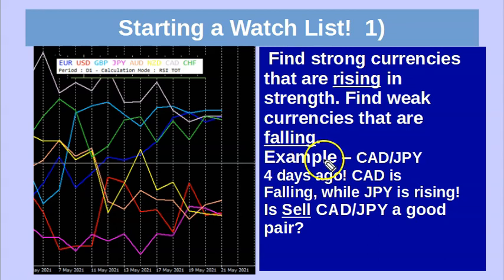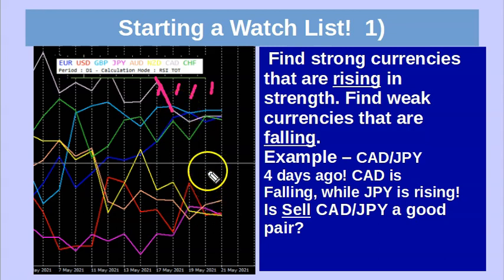And I want to take a look at this example, guys. Here's a good example of one way you can trade using the currency meter. I want you to look at the CADJPY from 4 days ago. The CAD is falling while JPY, the Japanese yen, is rising. So, is sell CADJPY a good pair? I'm going to show you the chart in just a second. So let's go back 4 days. 1, 2, 3, 4. Okay, so we're looking for the CAD, which is this line. You see from here, CAD went down. So it's falling, right?